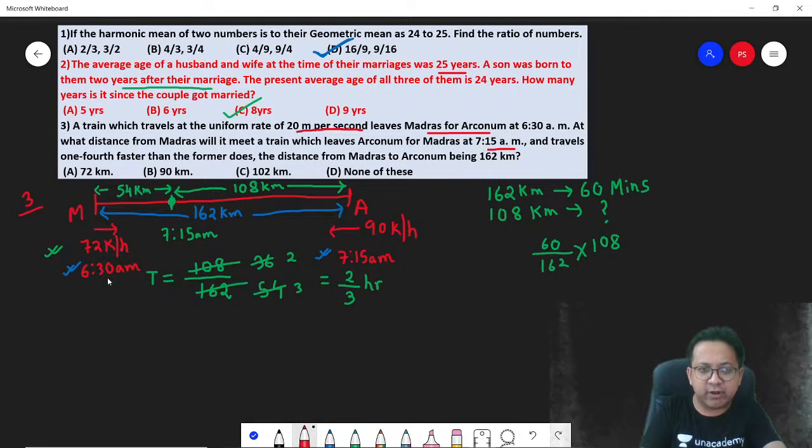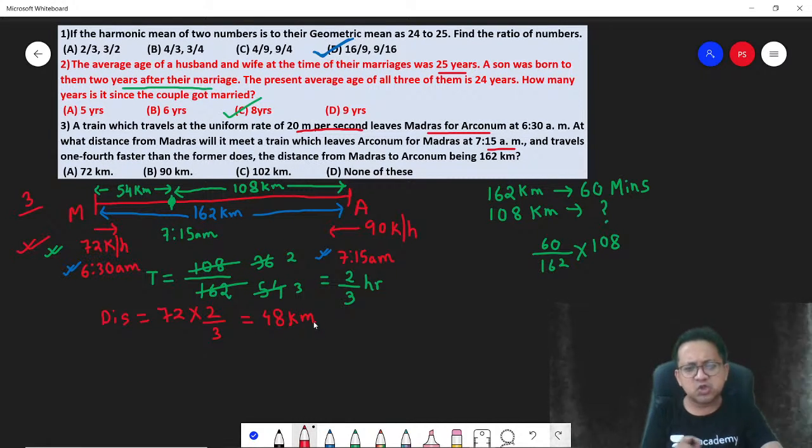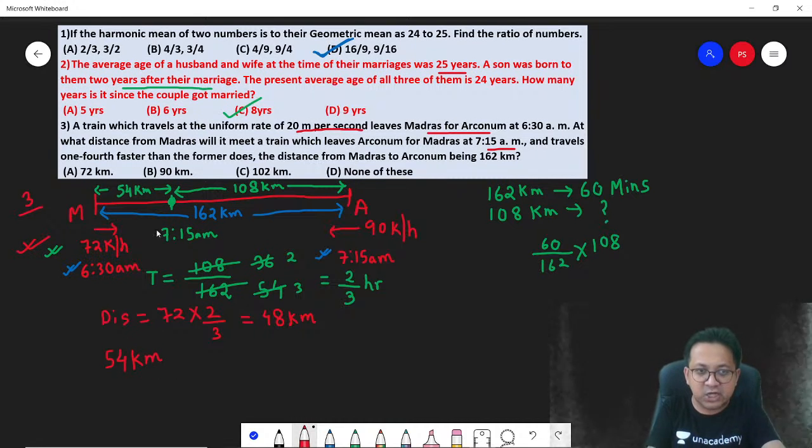Remember, the left-hand side train travels 72 kilometers per hour. So the distance this train would travel is speed into time. So 72 into 2 by 3. Basically, it covers 48 kilometers. Correct? So what is the total distance traveled? The total distance traveled is the initial 54 kilometers plus 48 kilometers in another 2 by 3 hours. So 54 plus 48 is 102 kilometers, and that's your answer.